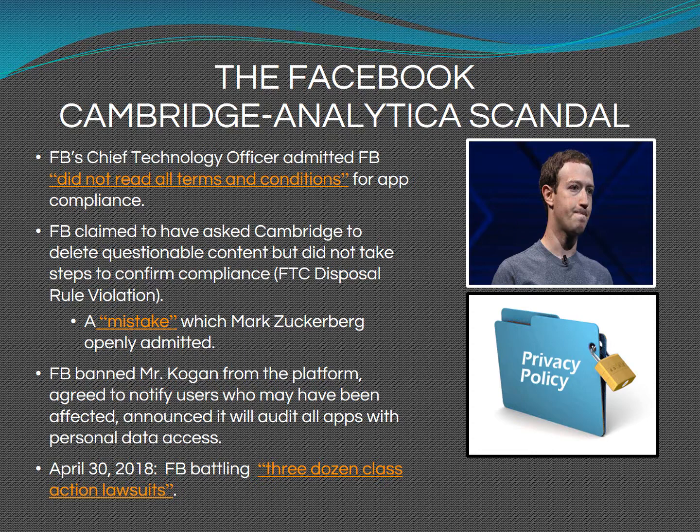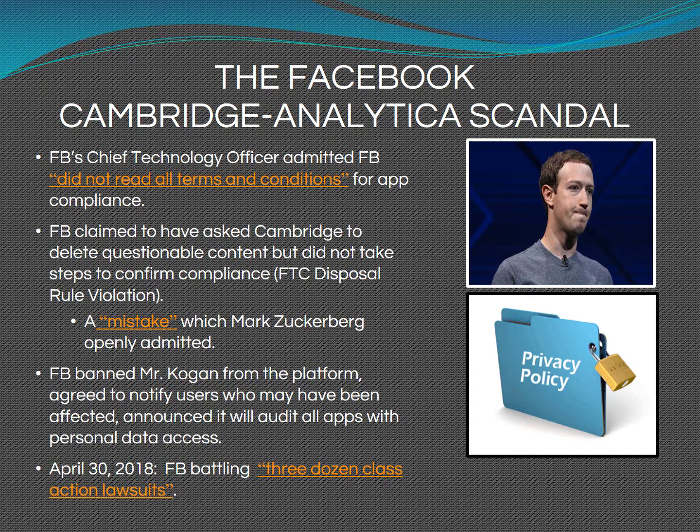Facebook claimed to have asked Cambridge to delete the questionable content that was taken, but even though Cambridge said that they had in fact deleted this data, Facebook did not take the proper steps to properly confirm that their words were true, which was a direct violation of the FTC disposal rule. This was a mistake that Mark Zuckerberg has openly admitted to.